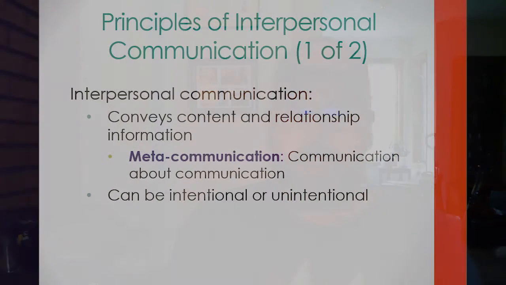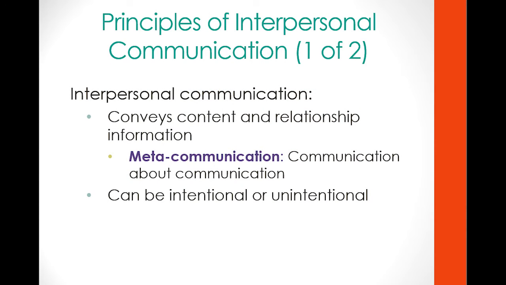Number three is that relationship information strongly influences how people interpret content information. And then you've got metacommunication, right? This is communication about communication, and it includes the message, verbal or nonverbal, so both spoken and unspoken, what is meant consciously and unconsciously, and it centrally focuses on how the meaning of communication should be interpreted.